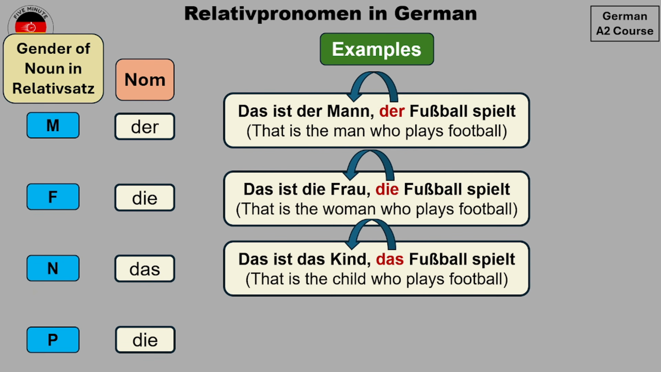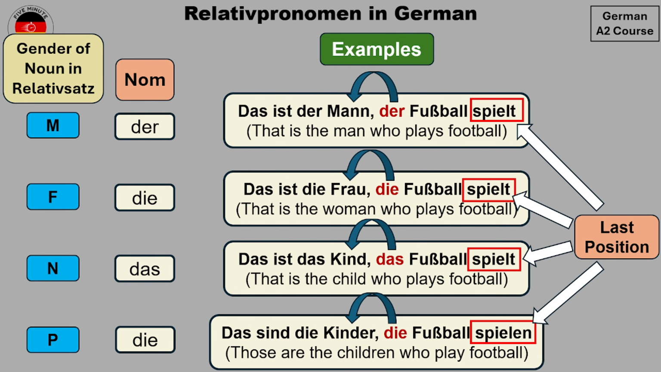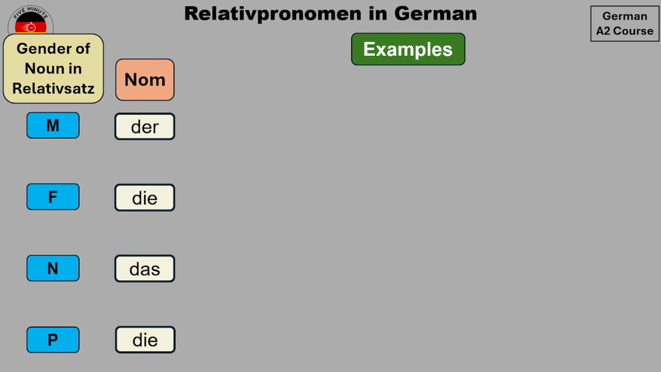And an example with a plural noun will be, "Das sind die Kinder, die Fußball spielen." Those are the children who play football. And you see I have used die over here because it is referring to die Kinder, which is a plural. And you see that in all of these examples, the verb in the Relativsatz goes to the last position. So I hope that now it is clear for you how the relative pronoun is used for different genders. Now let's take some more examples.